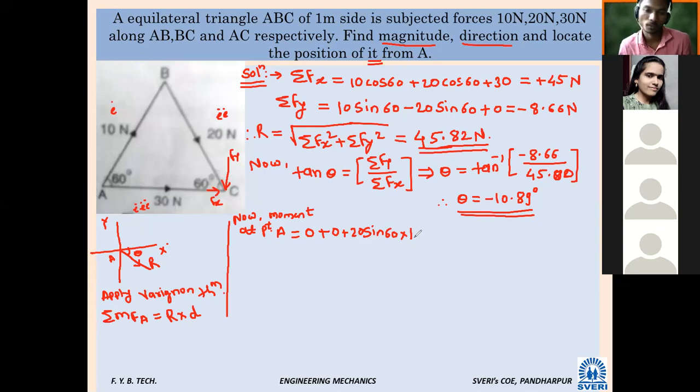It will be again 0 because it is passing through point A. So calculate now. What will be this value then? Moment due to forces.